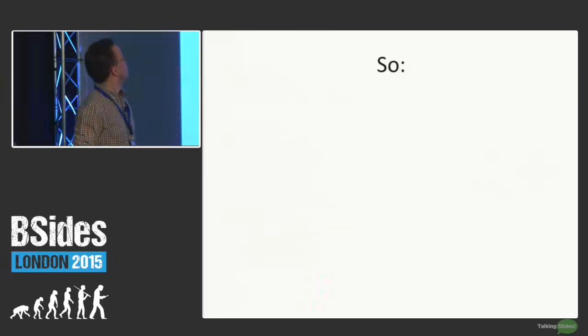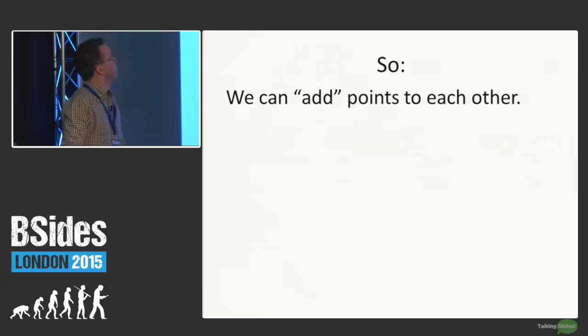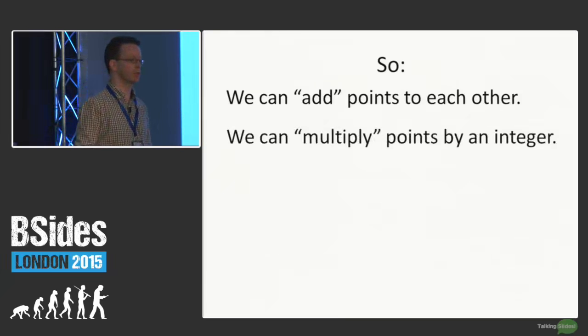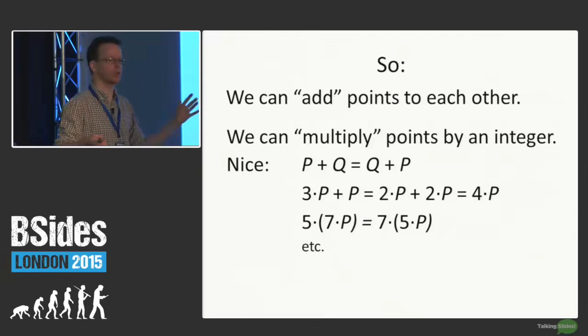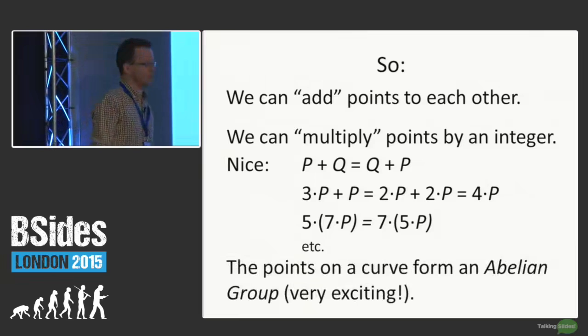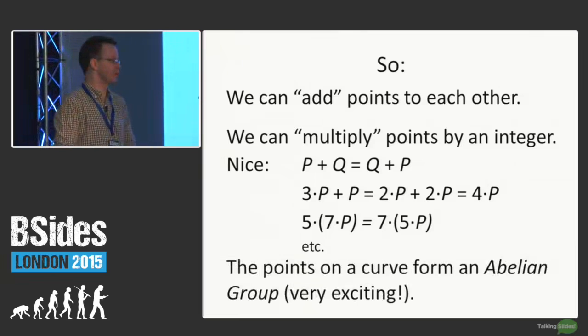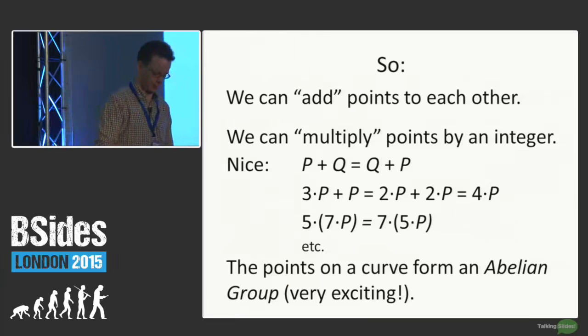So, we can add points to each other. For points P and Q, we define the point P plus Q. We can multiply points by an integer. And it happens, and you don't have to worry about this, but this all satisfies nice properties. If you add, P plus Q is Q plus P, etc. This means that the points form an abelian group. You don't have to know what it means, you don't even have to remember this, but if you're a mathematician or a cryptographer, this is extremely exciting. And mathematicians don't get excited very much.